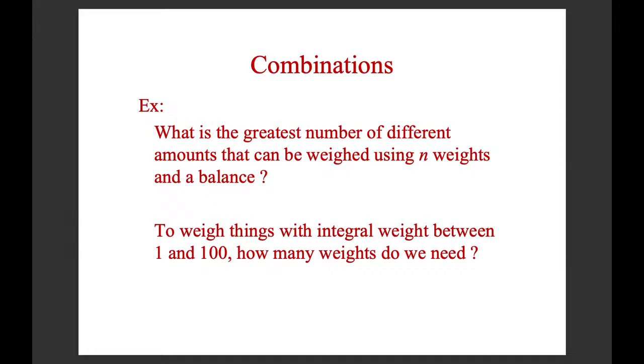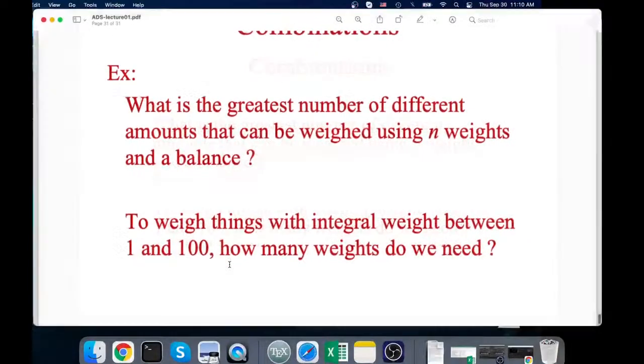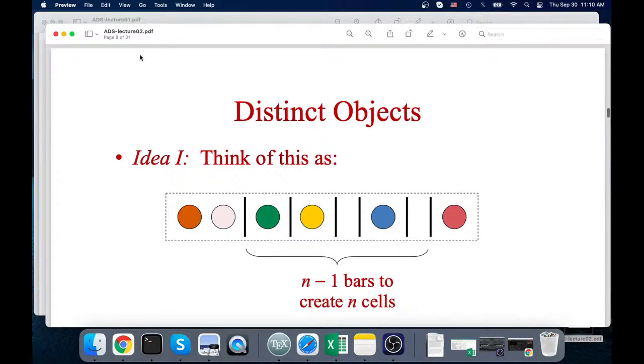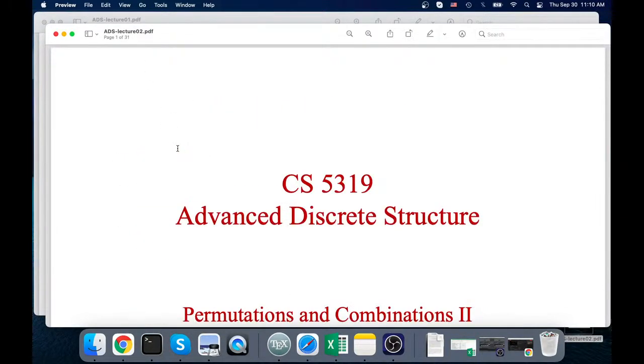So we want to ask, how many different amounts can we weigh when we are using n pieces? And similarly, from 1 to 100, can you design an optimal scheme using the minimum number of pieces? Okay, this is an interesting question. We have the solution in the lecture, but it's good to think about this. Okay, so this is the first set of lecture slides, and then we are going to the next one.